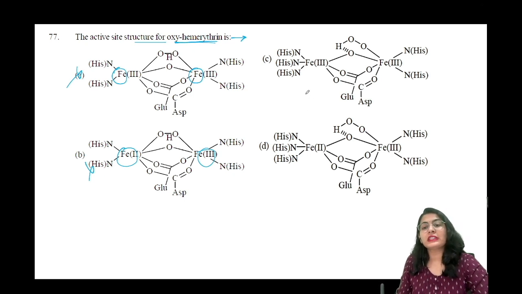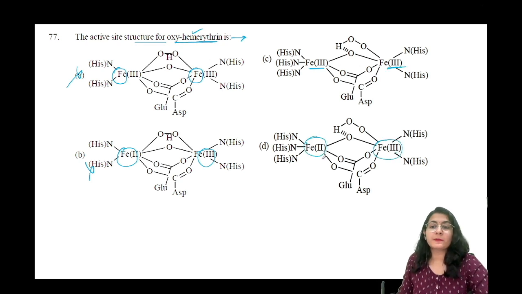Now which one of these is correct? Now in the oxyhemerythrin, both the iron will be in the +3 oxidation state and not +2. This is +3 but this is +2, so this is wrong. Both of them are actually giving 1 electron each to the dioxygen molecule to kind of convert this into peroxide. Okay, so C is the correct answer.